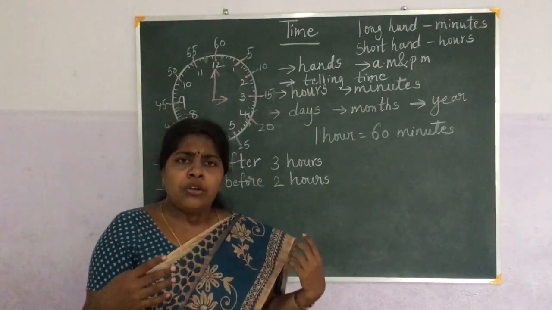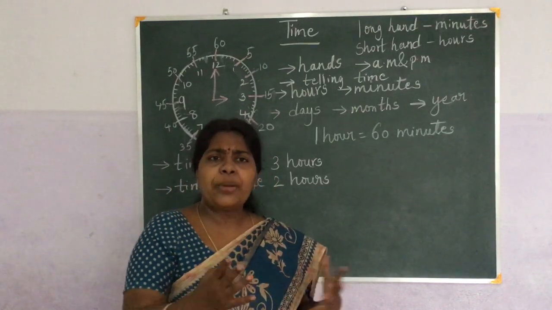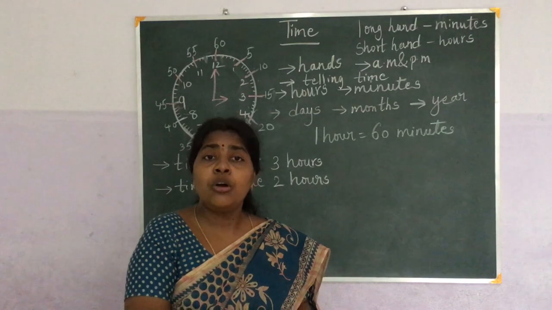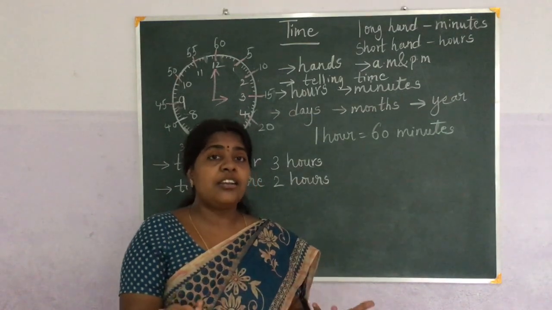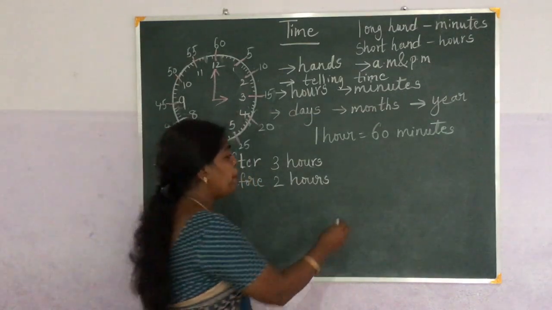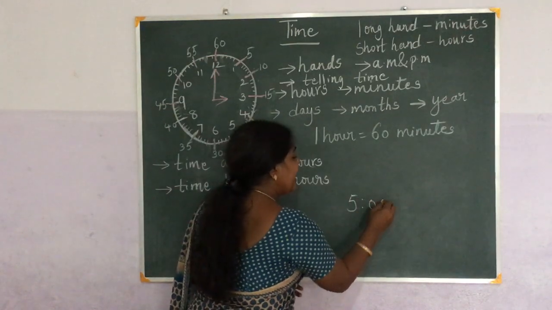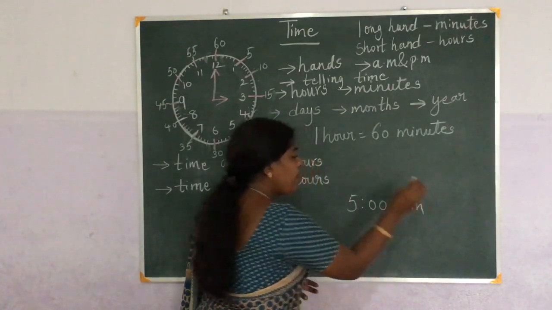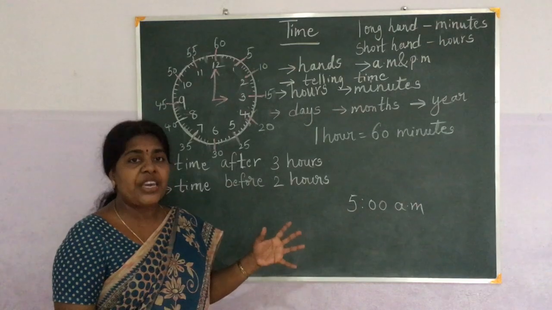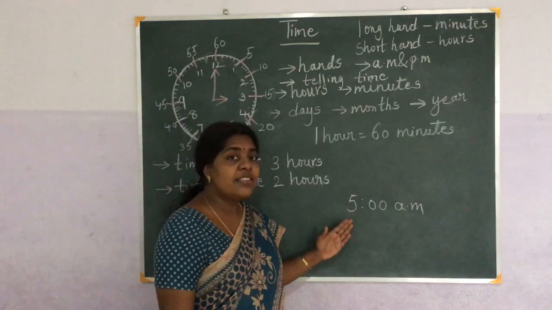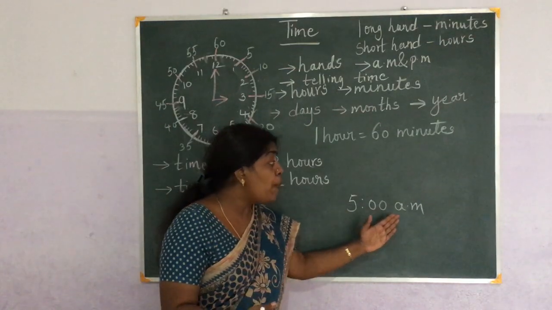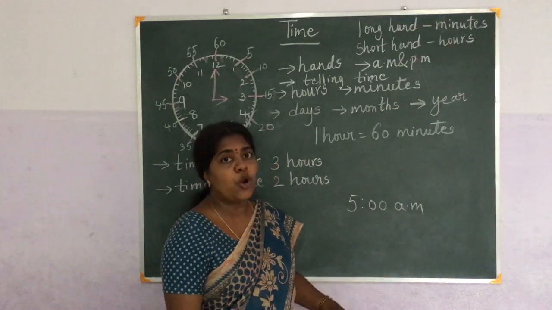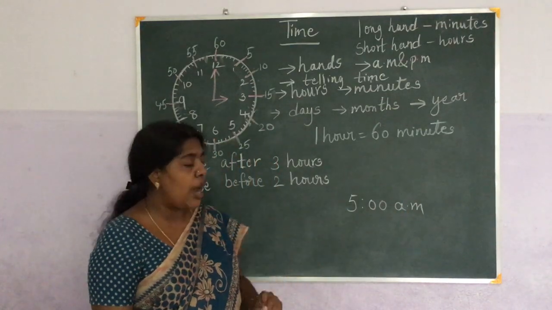At what time do you get up? We get up at 6 o'clock or 5 o'clock. So we can tell that I get up at 5 AM. Here 5 AM means I get up at 5 o'clock in the morning, because AM means morning.